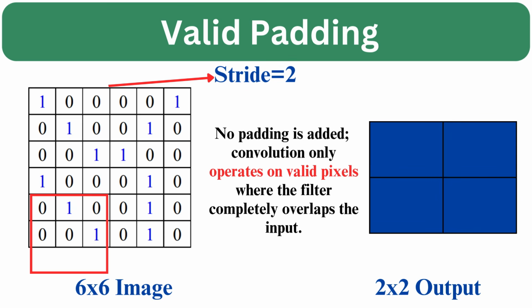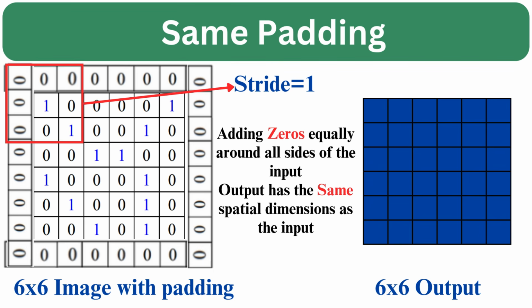Now let's discuss the second type of padding, that is called same padding. So in same padding, we add zeros equally around all sides of the input. The idea is that convolution operation must preserve the value of the boundary and edges as well. So in same padding, if the stride is 1, the output you will get after the convolution would be the same as the size of input image.